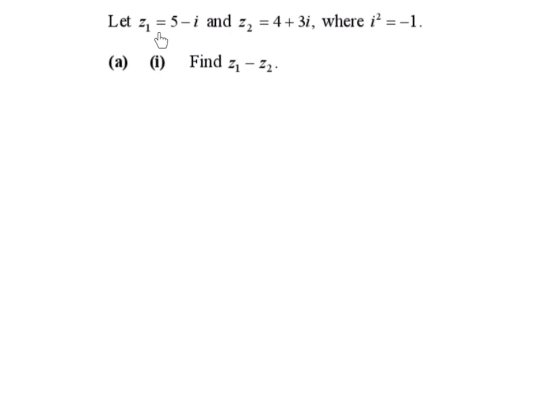Let z1 equal 5 minus i, and z2 equal 4 plus 3i, where i squared is equal to minus 1. A, part 1: find z1 minus z2.